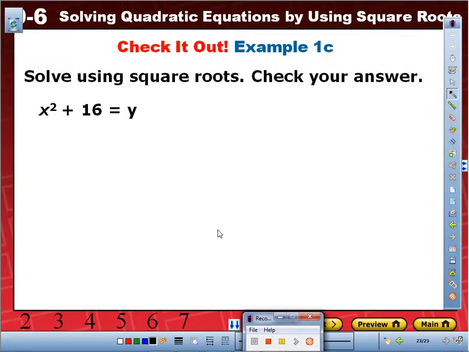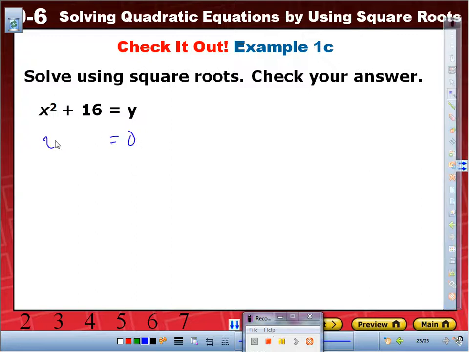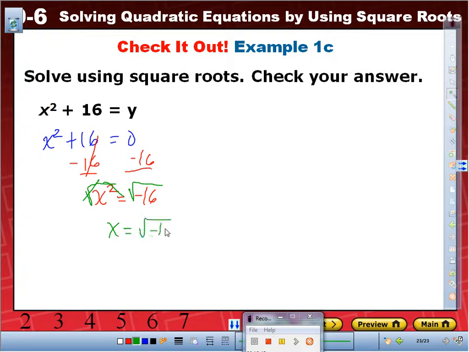All right, let's see. First steps first. 0 for the y, we write x squared plus 16. Check this out. Inverse operations, we subtract 16, we're left with x squared equals negative 16. From there, to cancel the square, we take the square root, x equals square root of negative 16.